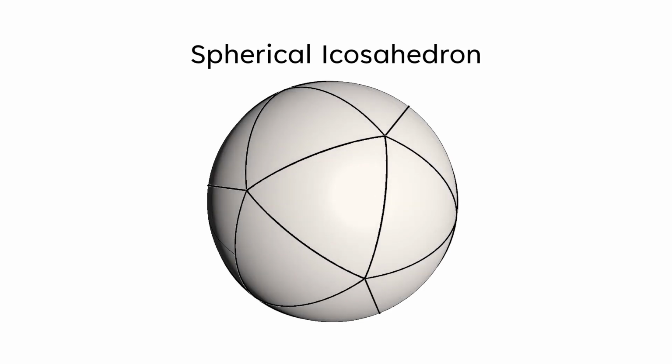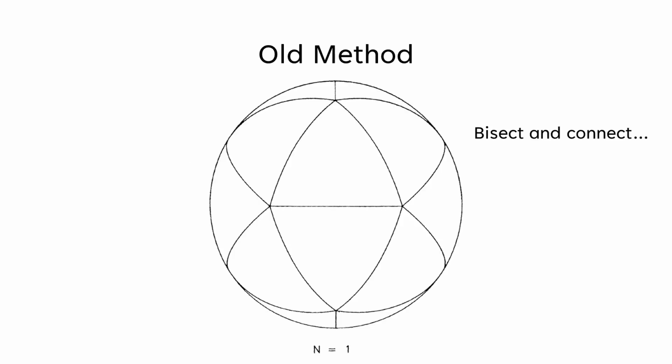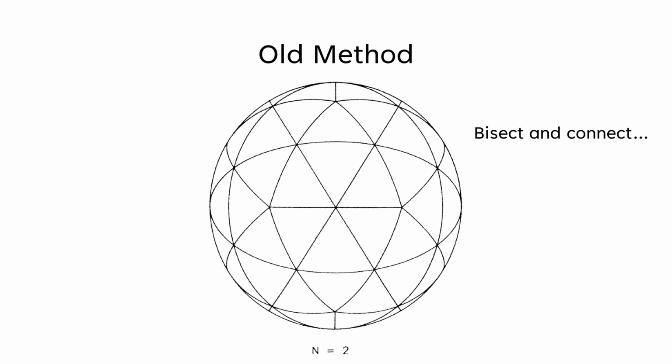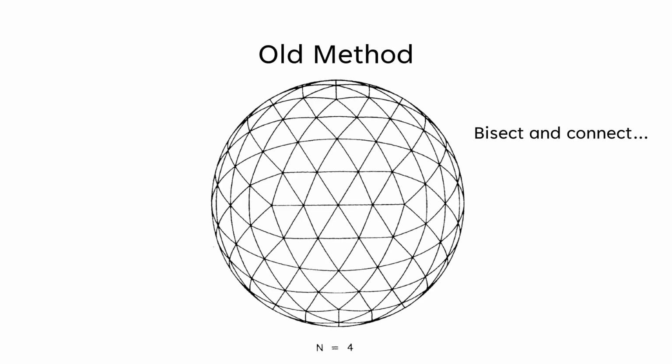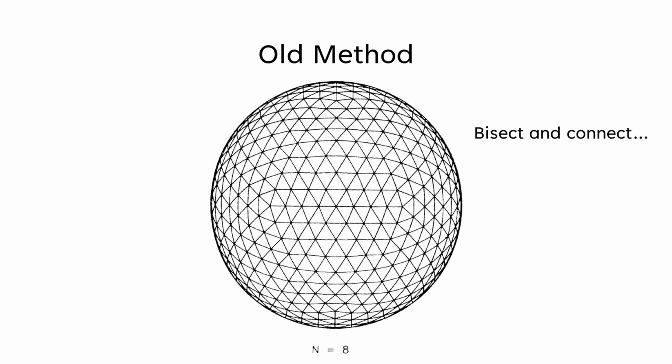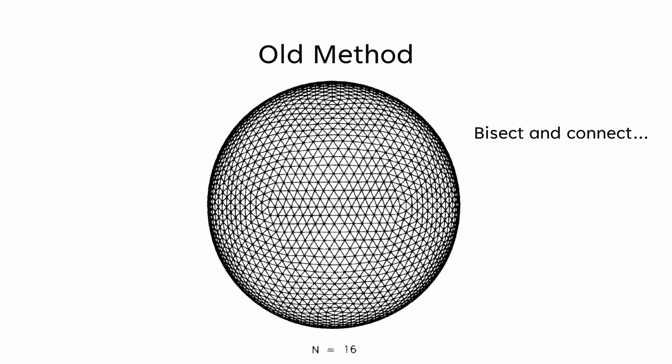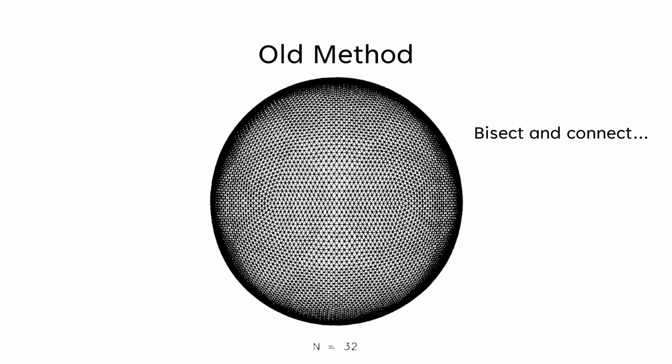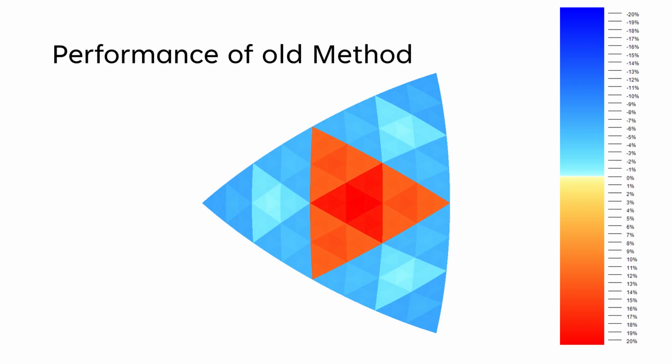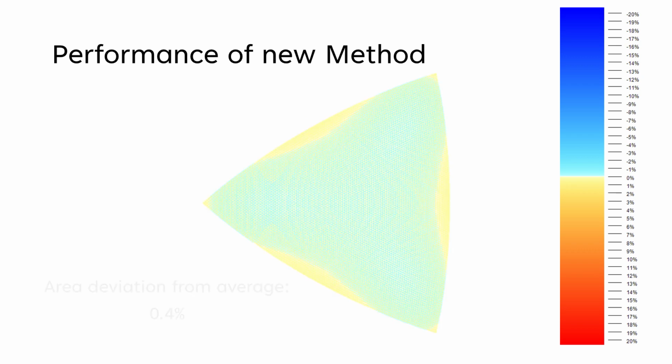Now this concept isn't new. In 1985 Dr. John Baumgartner published a grid where he used the icosahedron as a base. Then he just cut every rib into 2 and connected the dots. When you do this over and over again, you get a finer grid, each time multiplying the amount of triangles by 4. This already gives a very good grid. With that grid, the largest triangle is only 20% bigger than the average triangle. But we can do better. We can reduce this deviation to 0.4%.